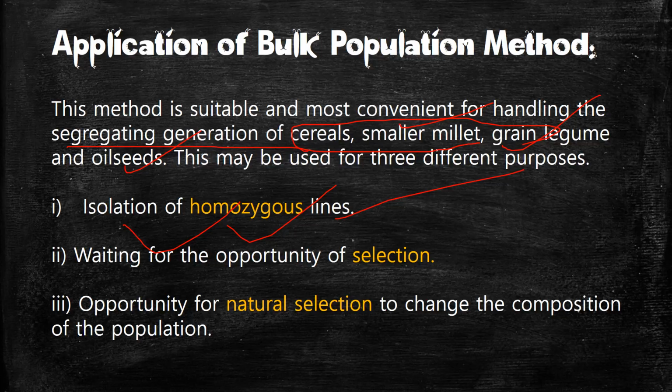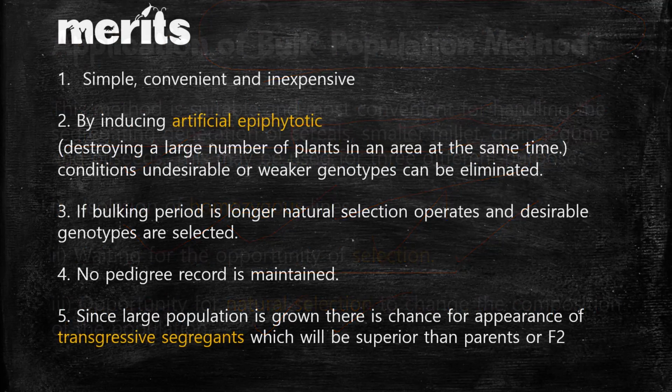It also gives an opportunity for selection. You can select what type of plant you want, what type of characters you need. It also paves the way for natural selection to take place accordingly. These are the applications of the bulk population method. The main advantage is that it gives an opportunity for farmers to select their own crop.